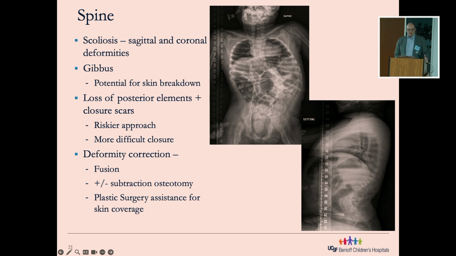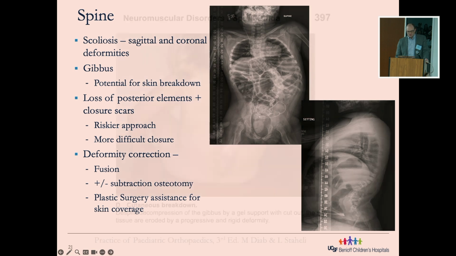Deformity correction can come in many different ways. You can use fusion, both posterior and potentially anterior fusion. Sometimes you actually have to remove structural elements altogether and shorten the spine. And again, having your friends available to help with that is critical.